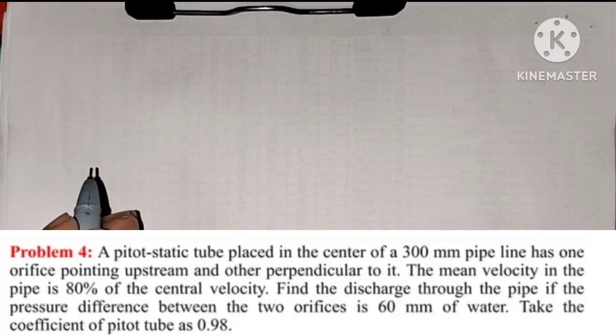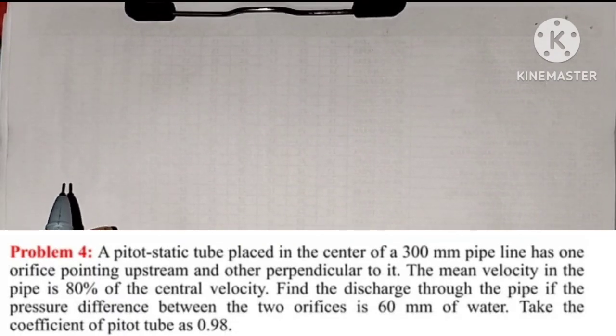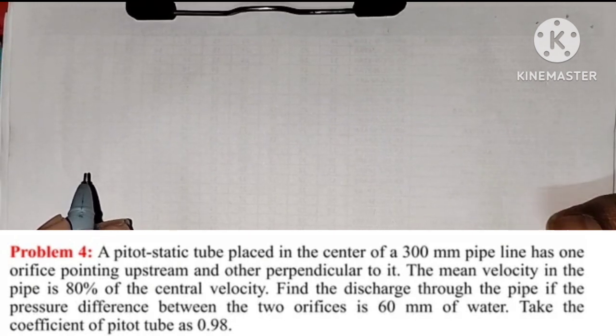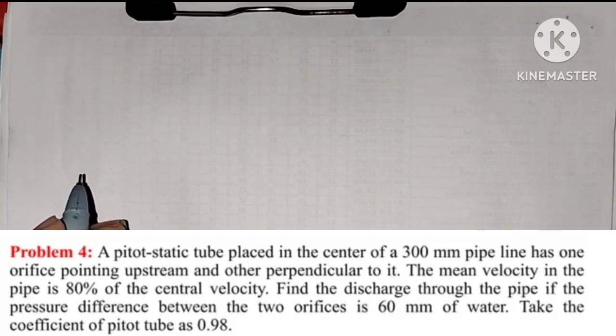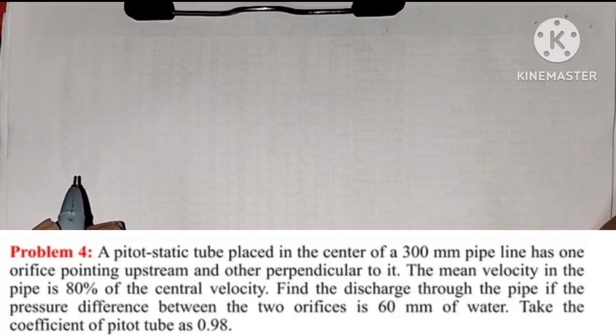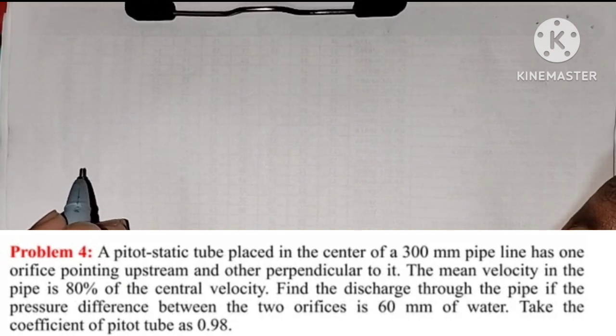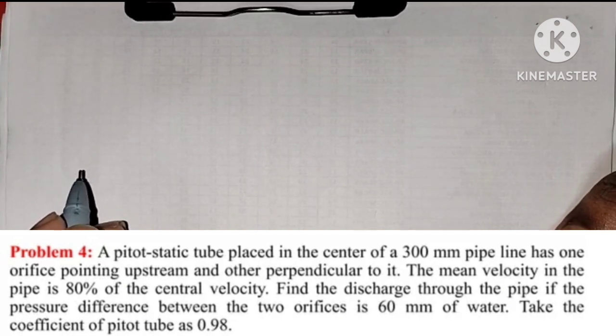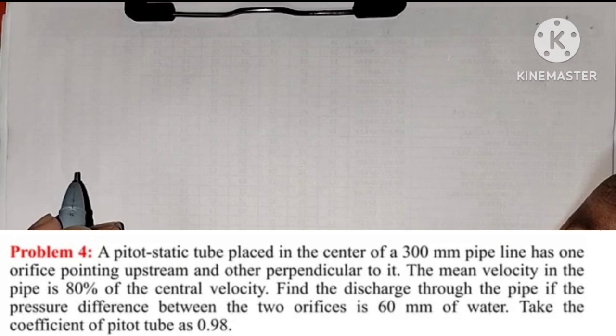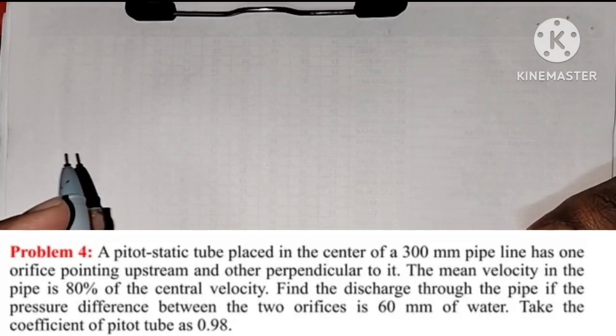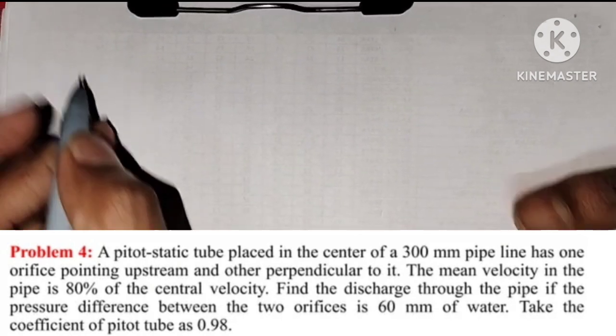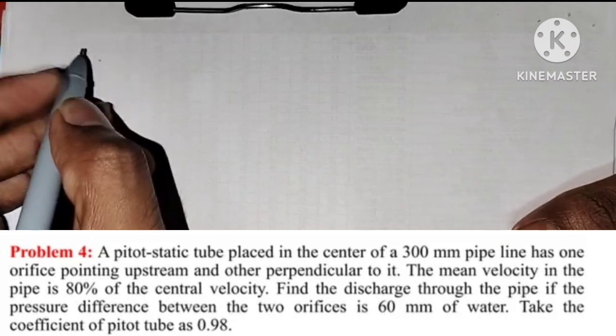A pitot-static tube placed in the center of a 300 mm pipeline has one orifice pointing upstream and the other perpendicular to it. The mean velocity in the pipe is 80% of the central velocity. Okay, here is given the diameter of the pipe. Let us note down the given data.